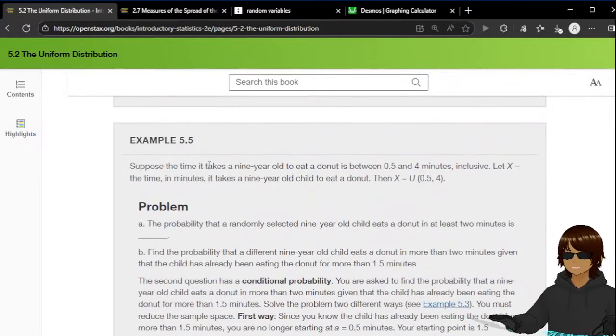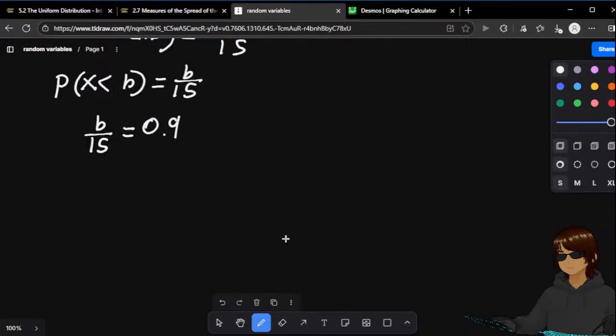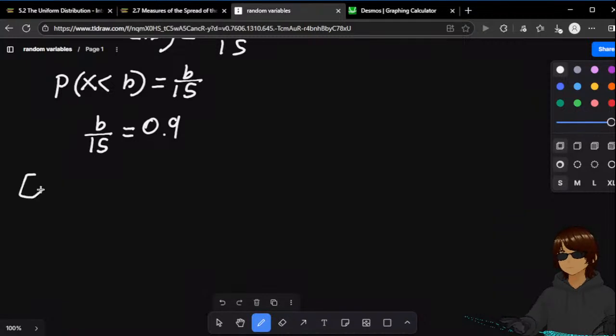Suppose the time it takes a 9-year-old to eat a donut is between 0.5 and 4 minutes inclusive. Then x, the time in minutes it takes a 9-year-old child to eat a donut, is uniformly distributed from between 0.5 and 4. Probability that a randomly selected 9-year-old child eats a donut in less than 2 minutes is, so this is example 5.5.